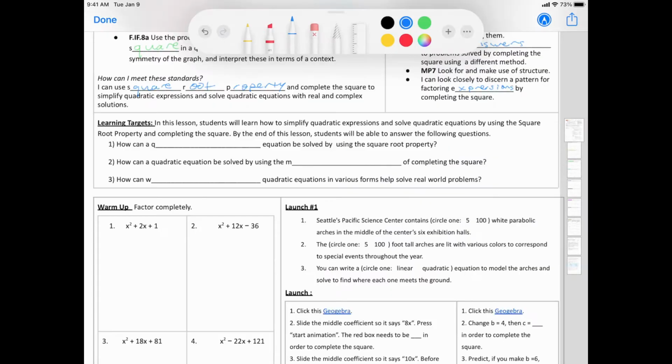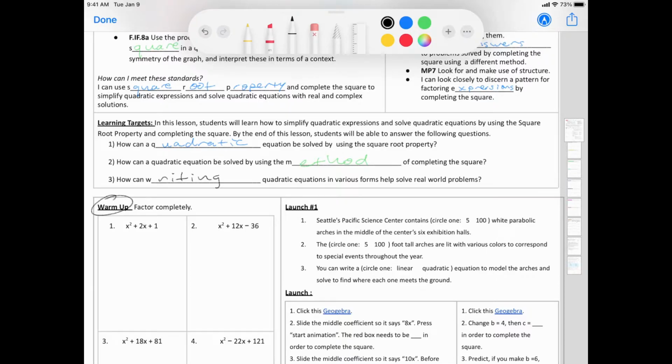by completing the square. Our learning targets in this lesson: students will learn how to simplify quadratic expressions and solve quadratic equations by using the square root property and completing the square. By the end of this lesson, students will be able to answer the following questions. Number 1, how can a quadratic equation be solved by using the square root property? Number 2, how can a quadratic equation be solved by using the method of completing the square? And number 3, how can writing quadratic equations in various forms help solve real-world problems?